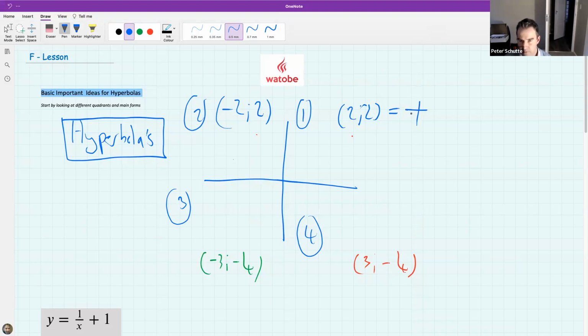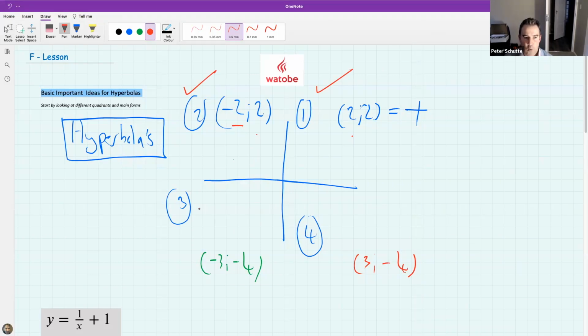Yeah, because it's a positive times a positive. And in quadrant number 2, if I go X times Y, do I get a positive or a negative? So now we've done quadrant 1, we're going to quadrant 2. Okay, this one, it has to be negative. Yeah, because negative times a positive.